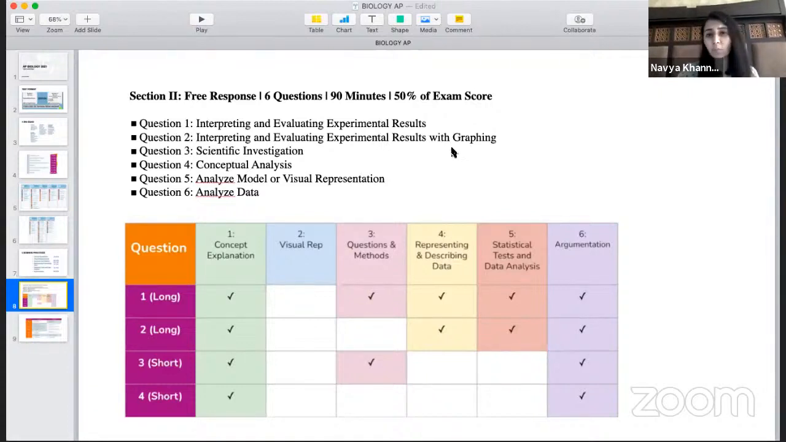The question 2 can have one with graphing as well. And then question 3, scientific investigation, conceptual analysis, analyze model or visual representation. Question 6, analyze data, right? But concept explanation and argumentation are 2 things that will be covered in all the types of questions that you do, right? Okay.